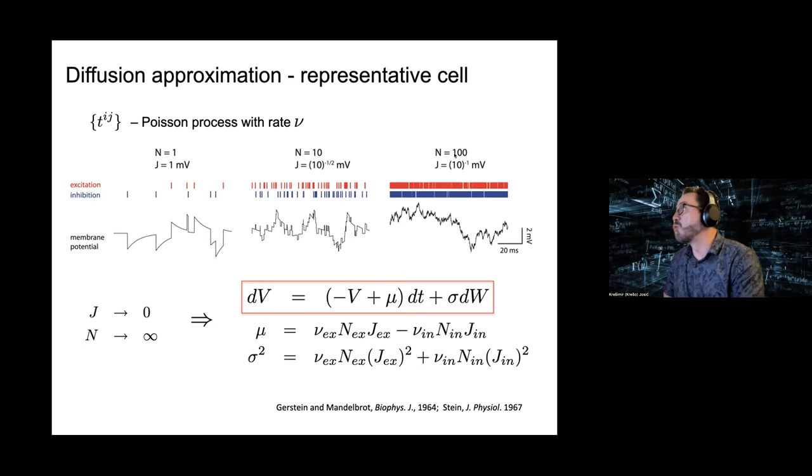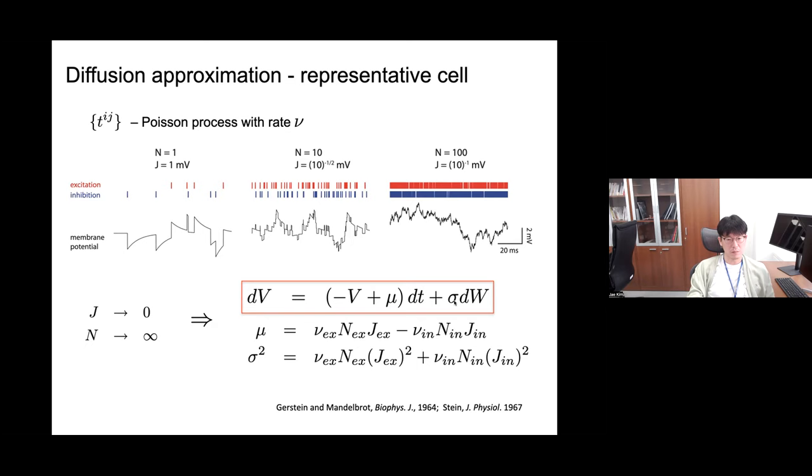If you have a leaky integrate-and-fire neuron, it obeys a very simple SDE. It's just an Ornstein-Uhlenbeck process with a threshold. Remember, we keep the threshold. Every time you hit the threshold, you fire a spike, and you go back to zero.